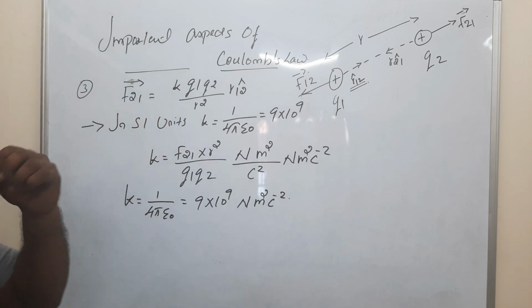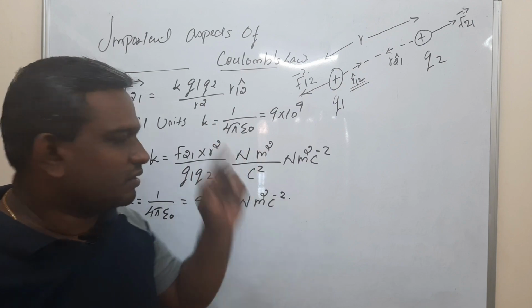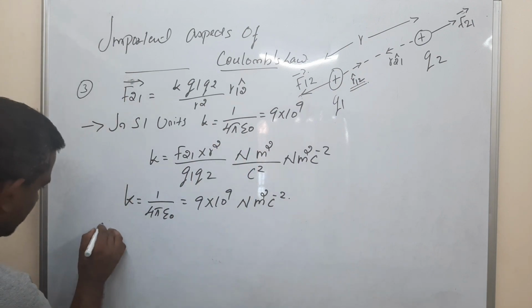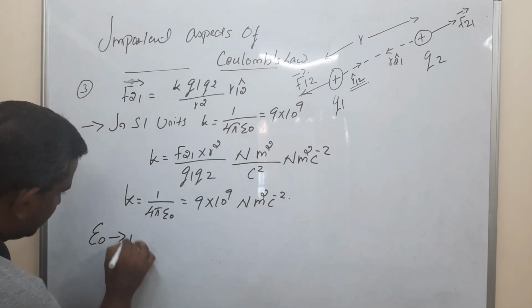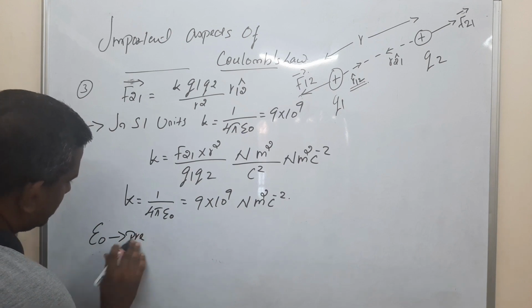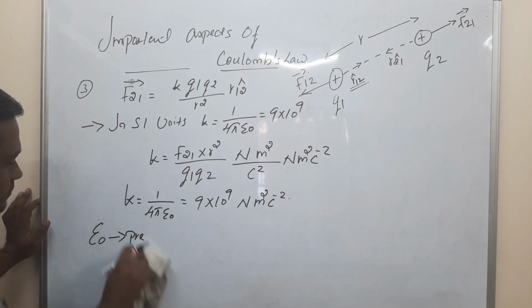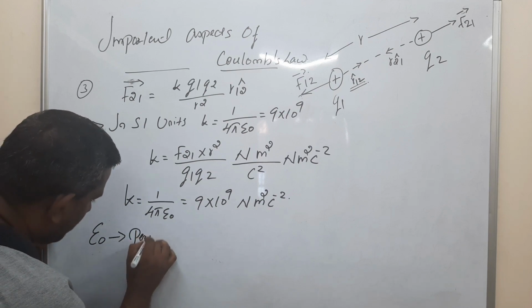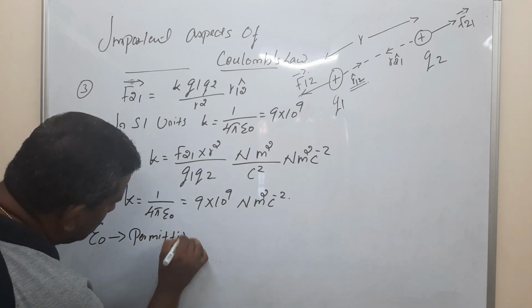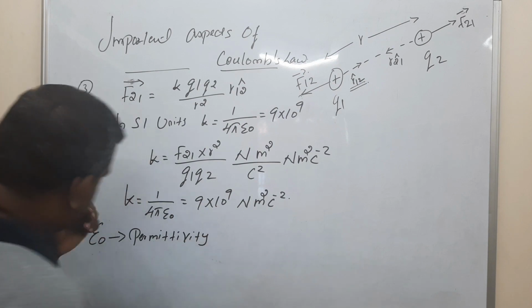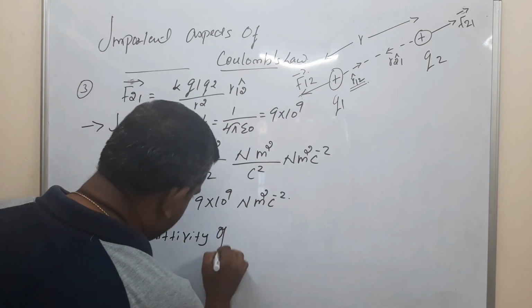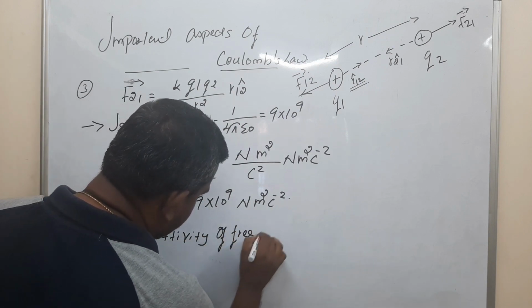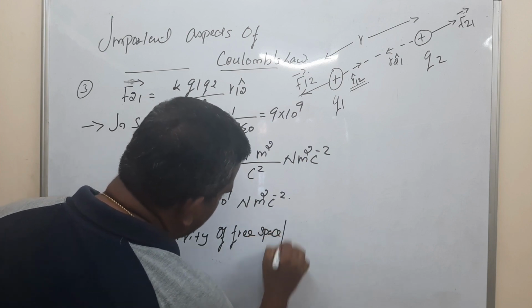So here this epsilon is called the permittivity of free space or vacuum.